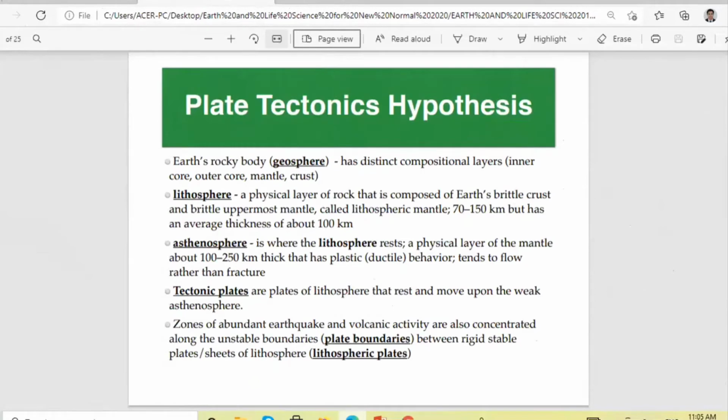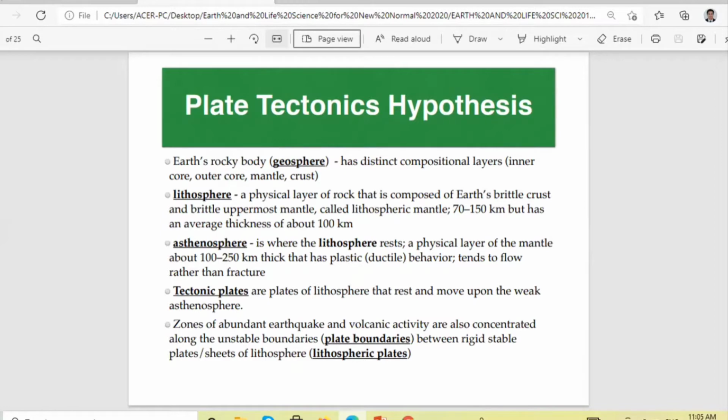We all know that Earth is a rocky body. The geosphere is a rocky body. It has distinct compositional rock layers from the core, outer core, mantle, up to crust. The lithosphere is a physical layer of rock that is composed of Earth's brittle crust and brittle uppermost mantle, called lithosphere mantle. It is 70 to 150 kilometers thick, but has an average thickness of about 100 kilometers.